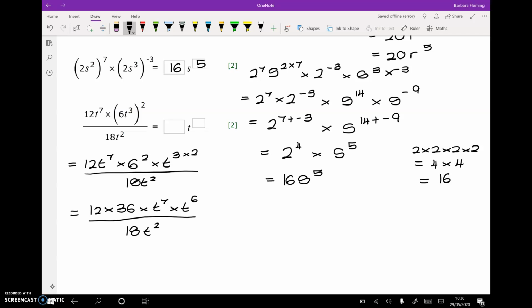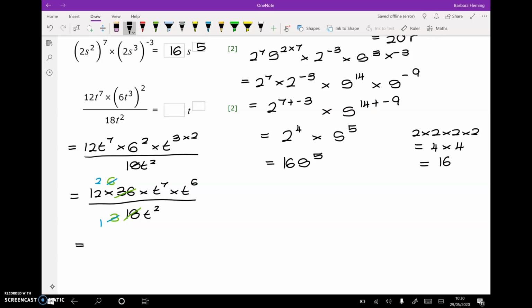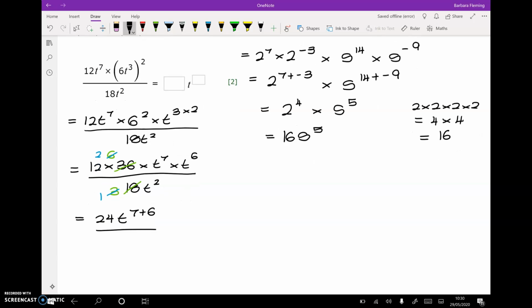18t squared. Now if you want to do this without a calculator, you could do your 12 times by 36, or you could start sort of simplifying down, because we know that 6 goes into 18 3 times, and 6 goes into 36 6 times, and then 3 goes into itself once, and into 6 twice. So what we're actually left with is 12 times by 2 in that top line, which is 24. We've got t to the power of 7 plus 6, and that's over t squared.